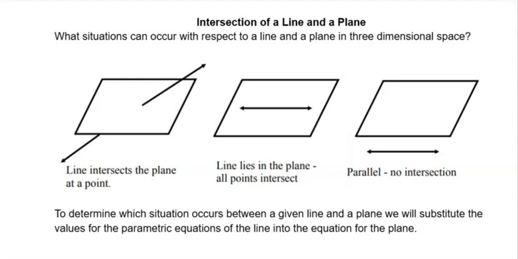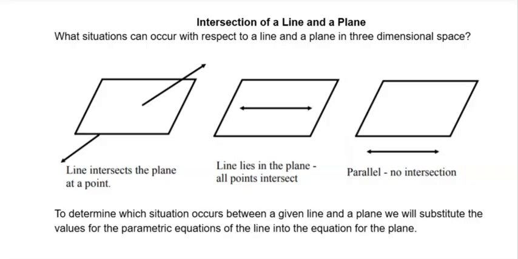So today we're going to be talking about how to determine the intersection between a line and a plane. First, let's think about what our cases can be. Option 1 is that the line intersects the plane at a single point. Option 2 is that the line is actually within the plane, therefore all of the points are in the plane. And option 3 is that the line is parallel to the plane and never will intersect it.